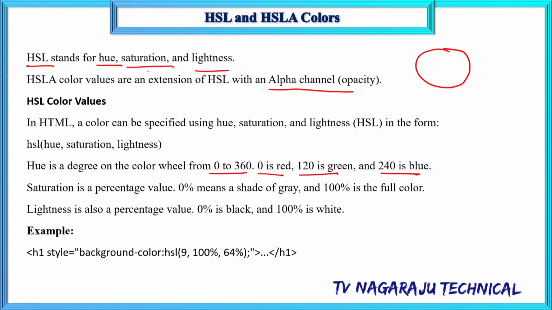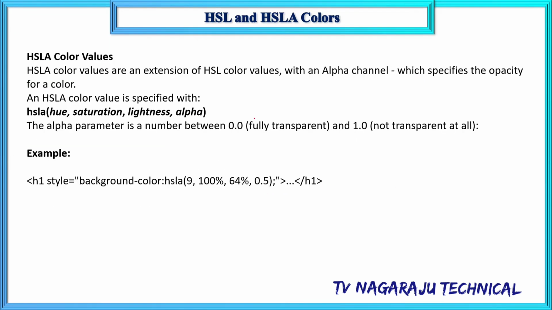Saturation means a percentage. 0 percent means shade of gray. 100 percent means the full color is there. Lightness means the percentage value. 0 percent means completely black. 100 percent means completely white. Like this, you can add opacity also.